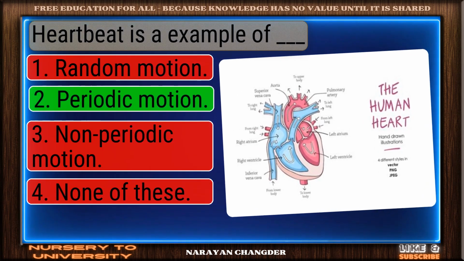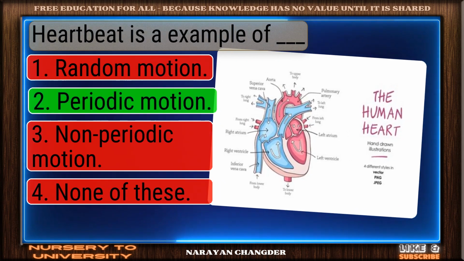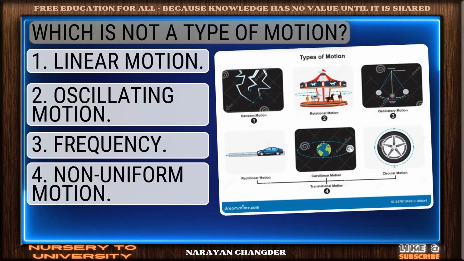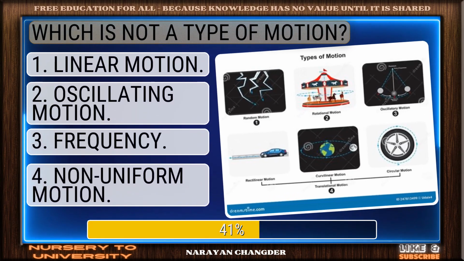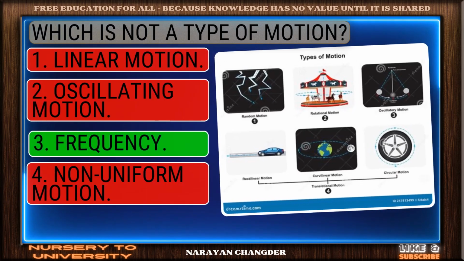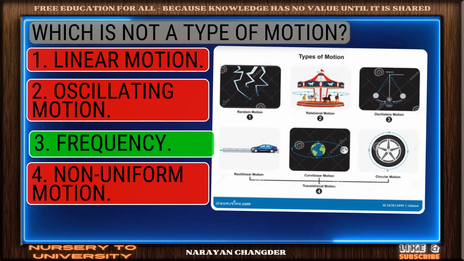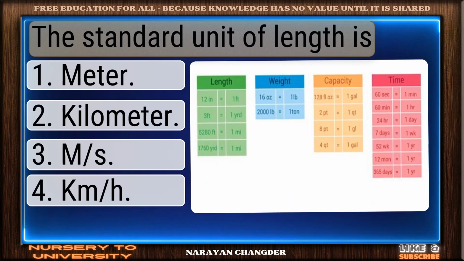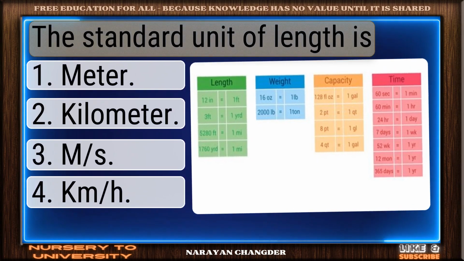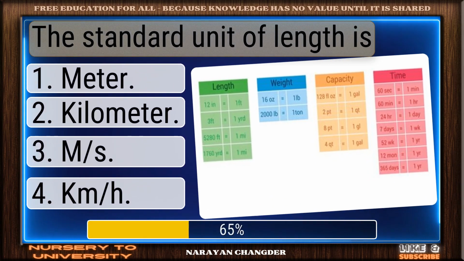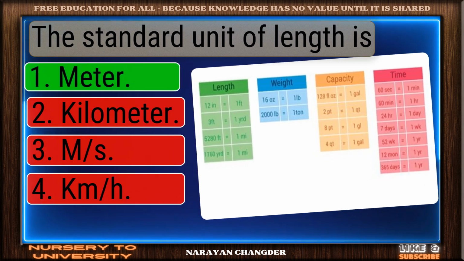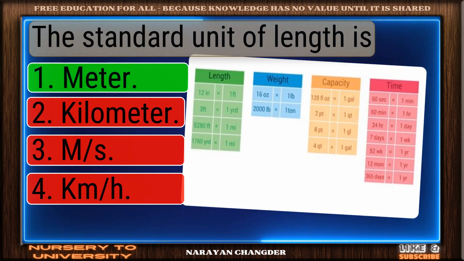Smart pick. Periodic motion is the correct choice. Question number 218. Which is not a type of motion? Well done. Frequency is the right choice. Question number 209. The standard unit of length is? You chose meter, and it is correct.